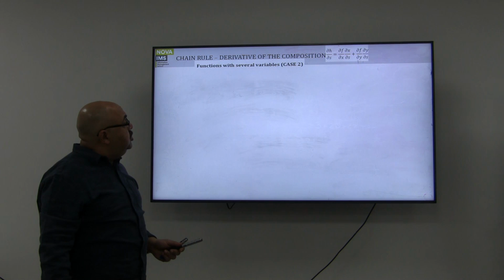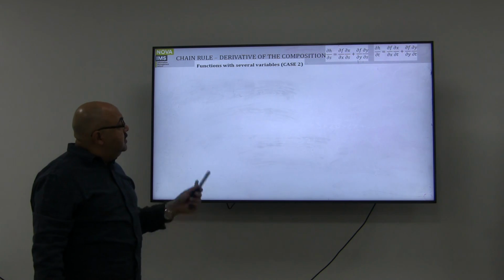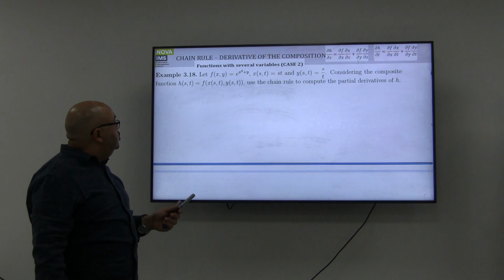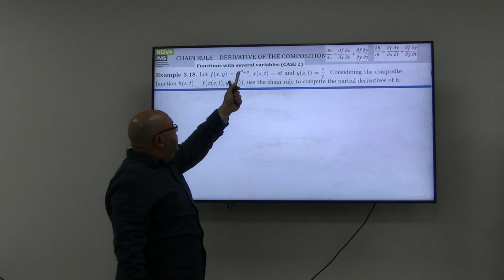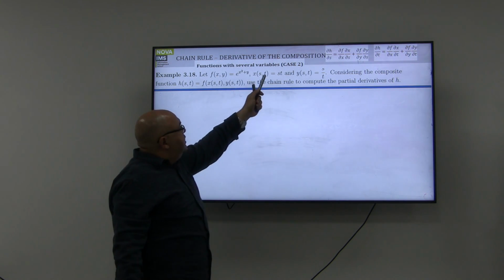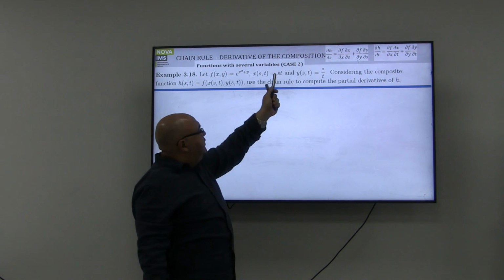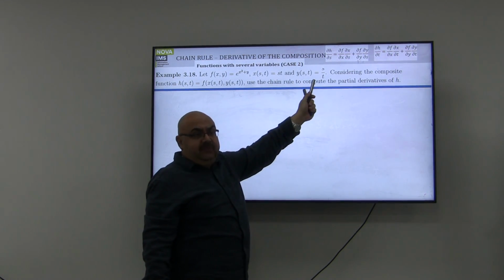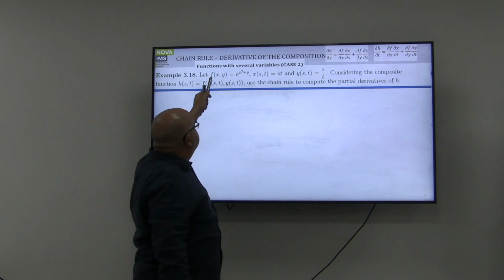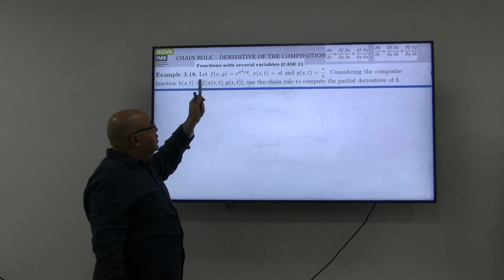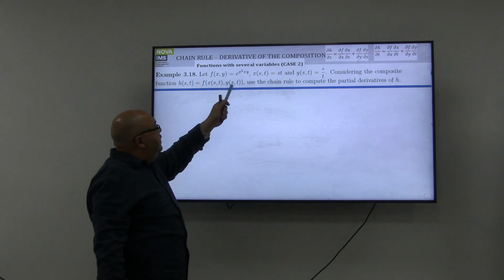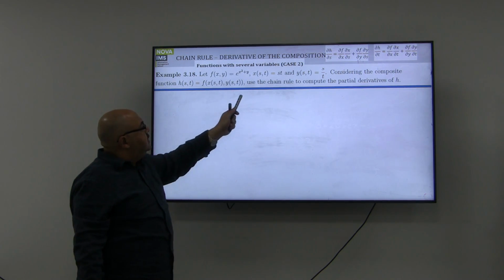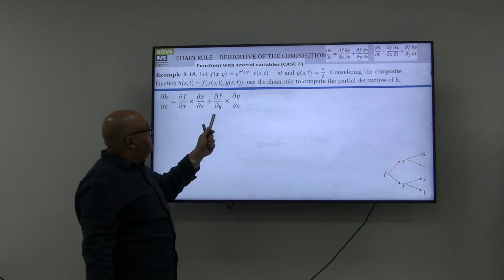Case number 2, functions with several variables. These are the cases, and here is another problem in a similar manner. As you can see, x is a function of s and t, x equals s times t, and y is a function of s over t. I need to find the derivative partial f, partial s. So in a similar manner, I will differentiate first f with respect to x and y, then times partial x, partial s, partial y, partial s, as you can see. Direct substitution with the given functions.